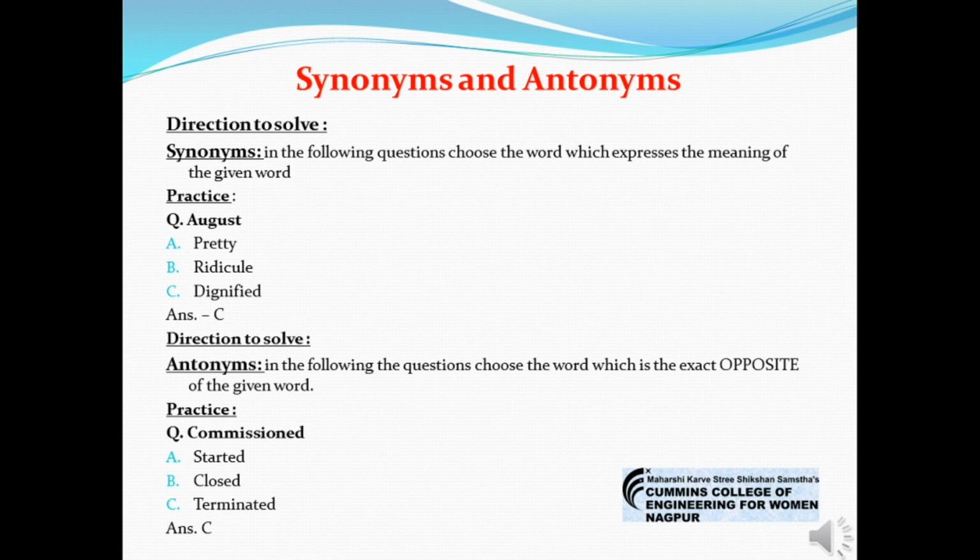And antonyms means the opposite word, and the question commissioned, you need to identify the opposite of the word commissioned from the given options. To identify the opposite meaning of any word, you must know the exact meaning of the given word. Then only you can identify the opposite meaning. So, the word commissioned means officially approved. So, the correct option for the word commissioned is option C, that is terminated. So, opposite of commissioned is terminated.